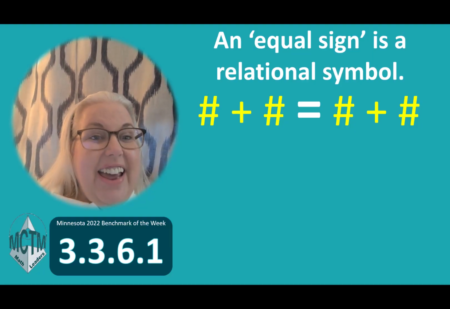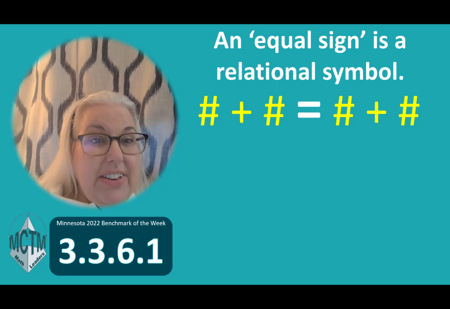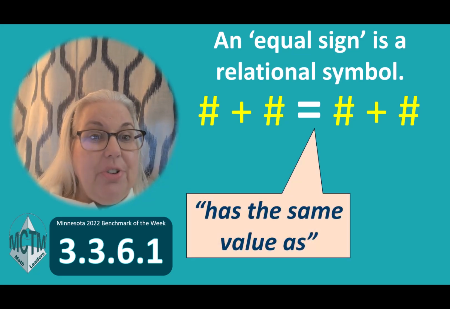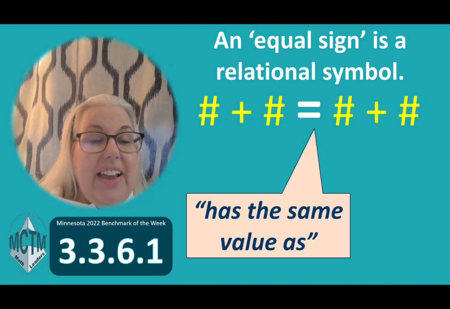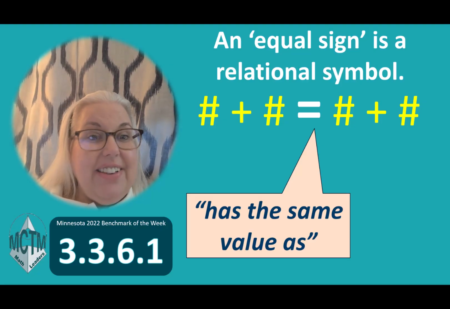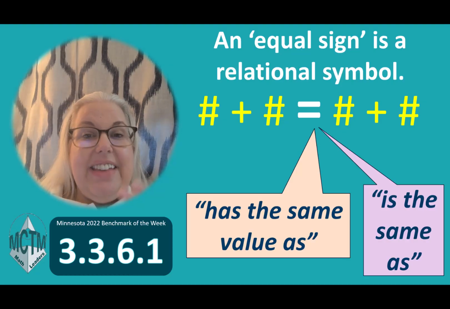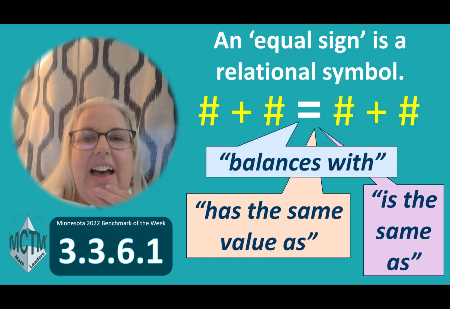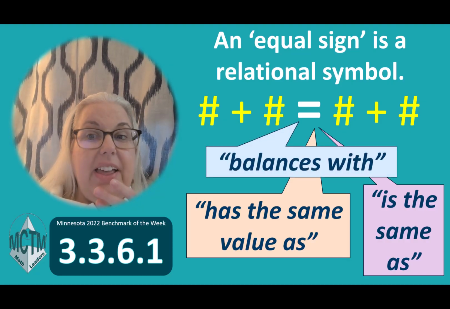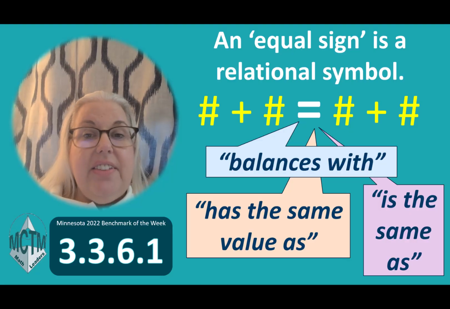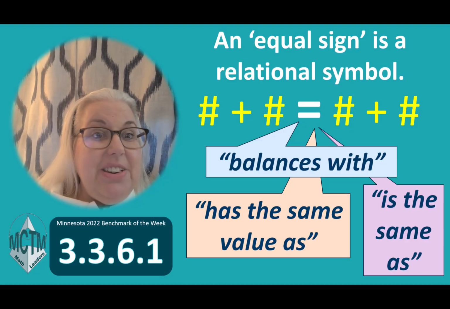So instead, I've stopped saying equals all the time, and instead I replace that language in my world with everything on the left has the same value as everything on the right. Or I might say everything on the right is the same as everything on the left. And I often use the phrase balance. The two sides of the sentence need to balance.